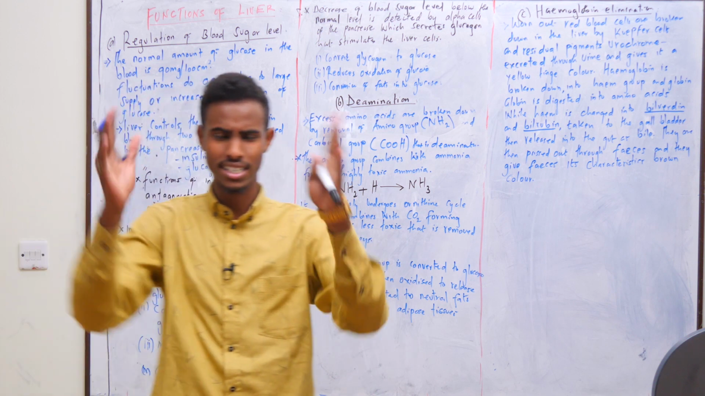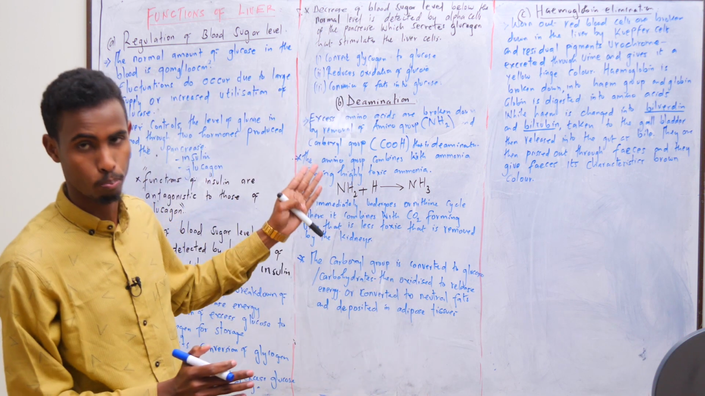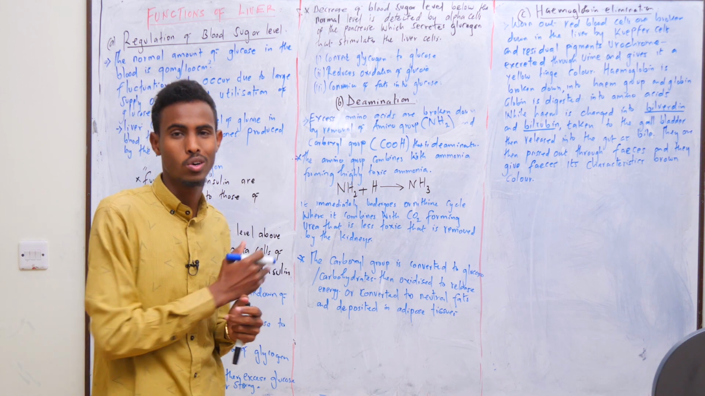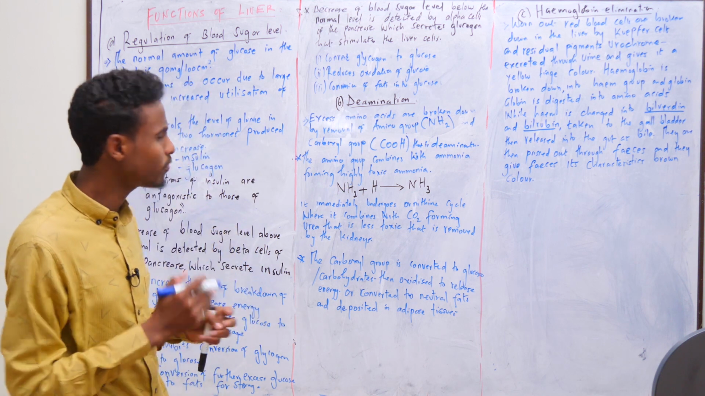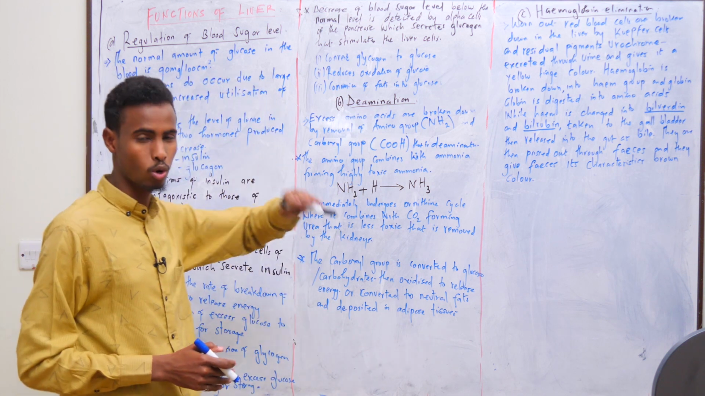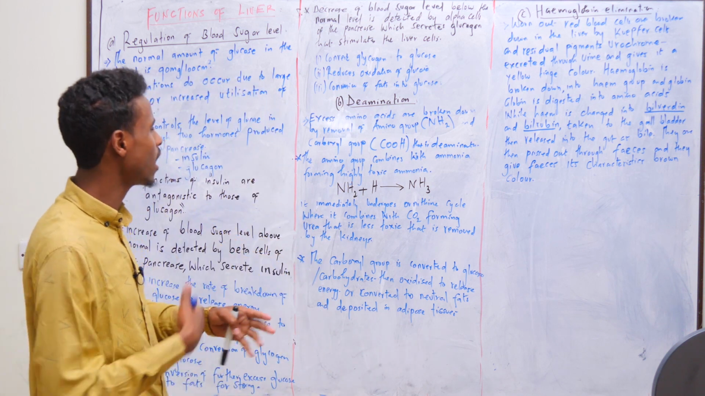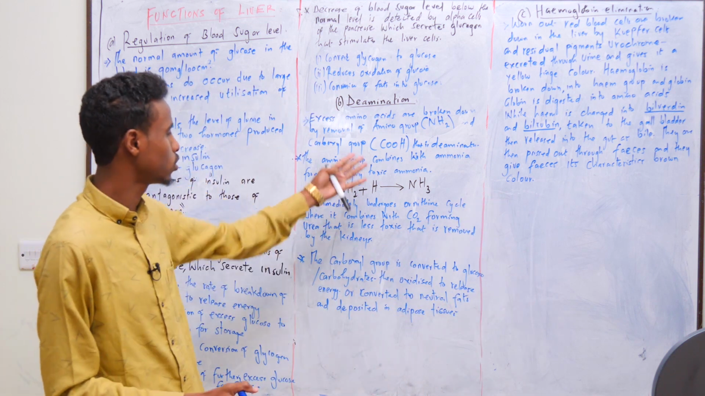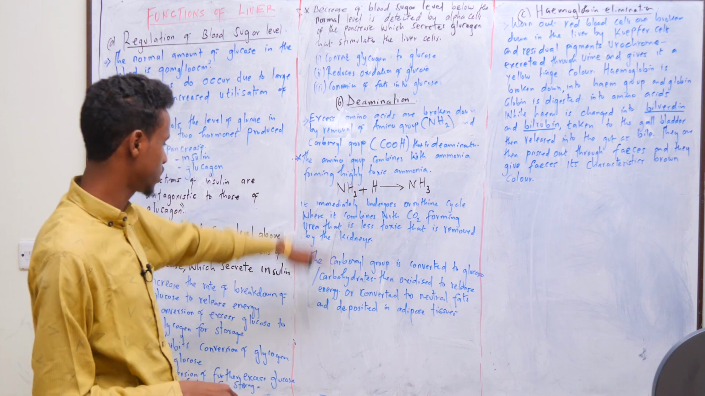And in an amino acid structure, class, we have the amino group, we have the carboxylic group, we have the hydrogen atoms, we have also the R group. And therefore class, deamination basically involves removal of the amino group and the carboxylic group. And how is the amino group removed? And how is the carboxylic group removed? We are going to see it here.